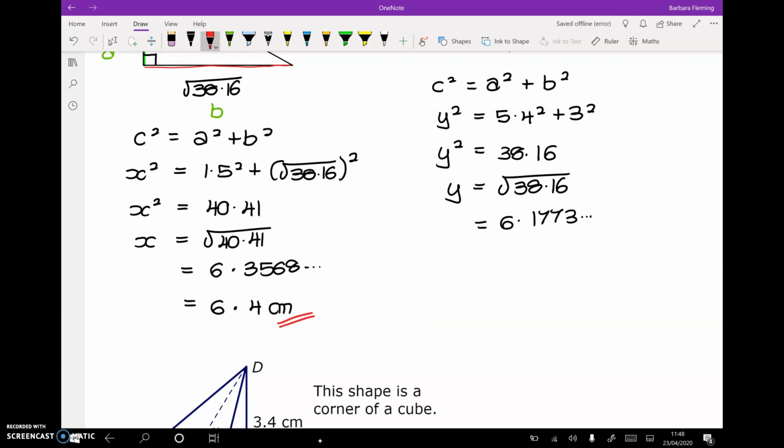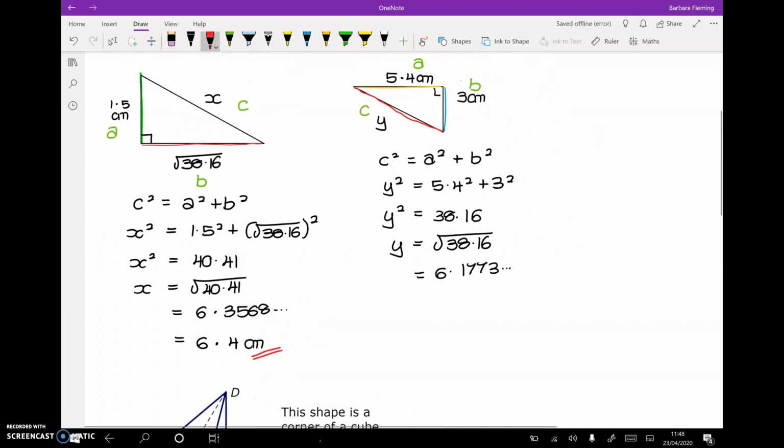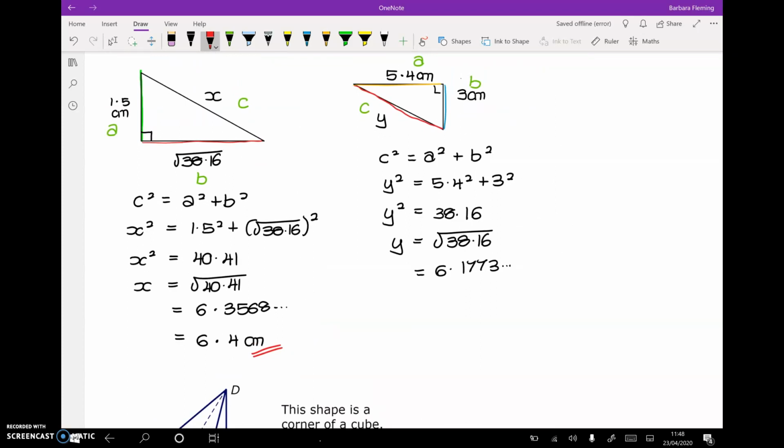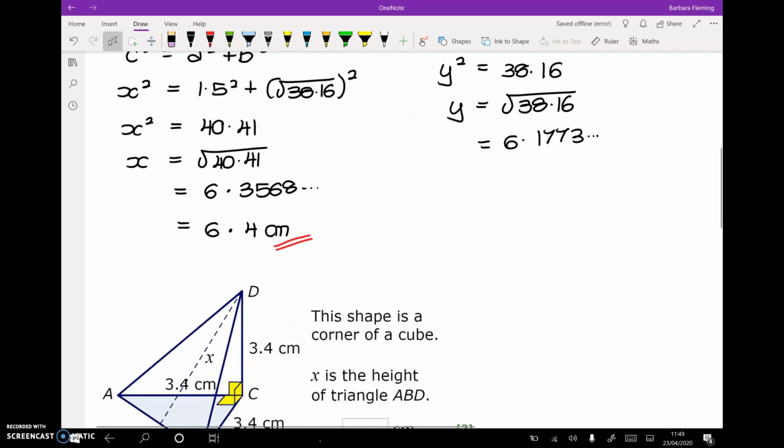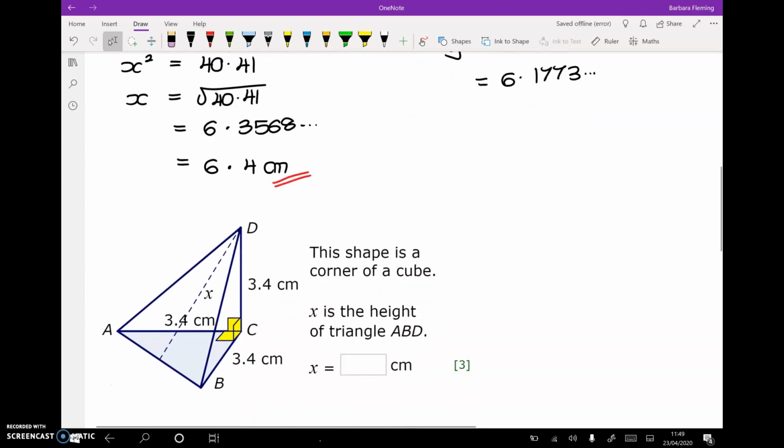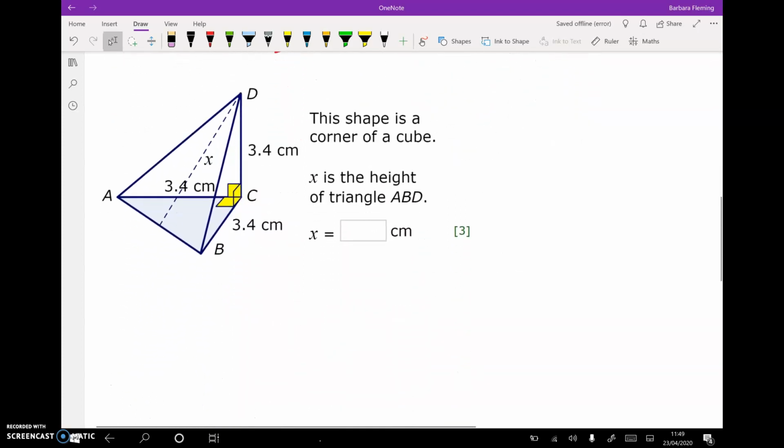So be careful in your MyMaths, they generate different numbers, so your numbers are probably going to be different from mine, but just think of it as two Pythagoras. Once you've set it up, your Pythagoras work is fine. It's the setting up of the triangles that's the really tricky bit of it. Okay, we're going to do our second question now, and then I'm going to leave you with that and see how you get on with the rest.